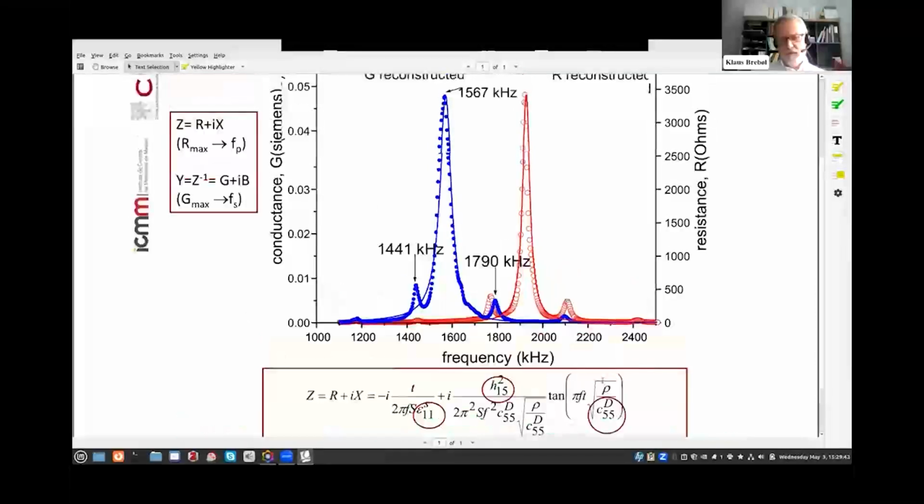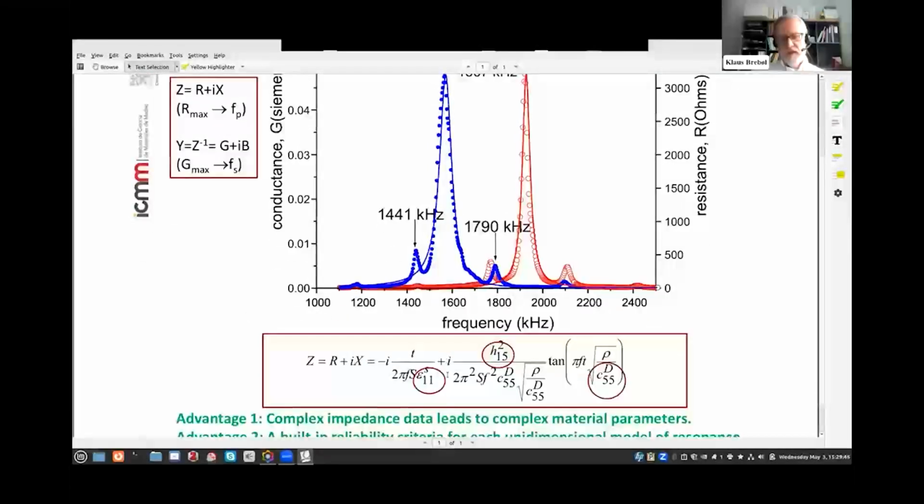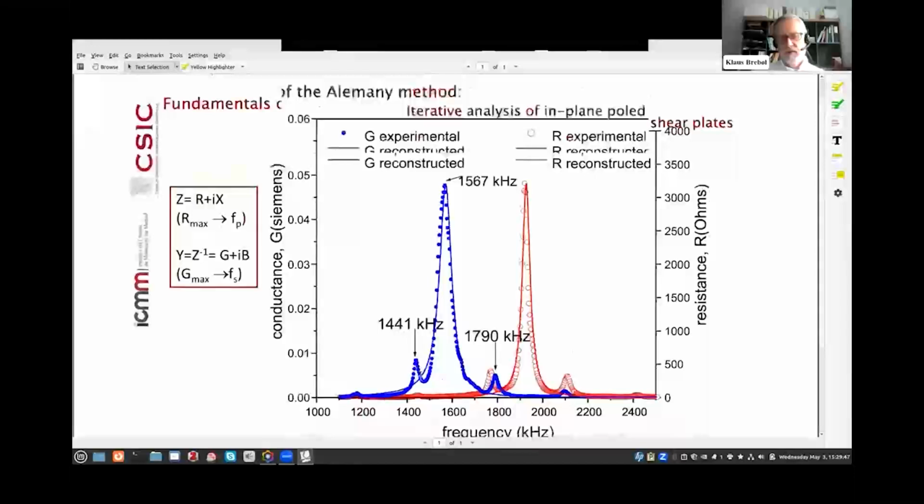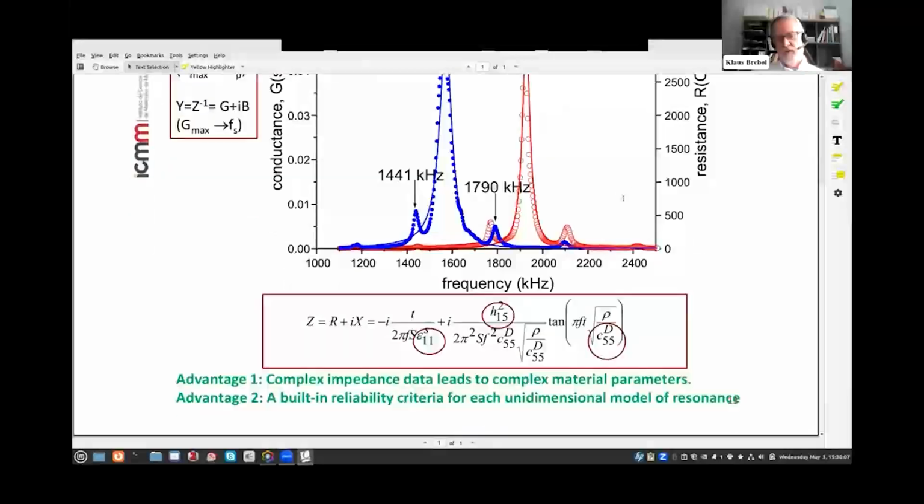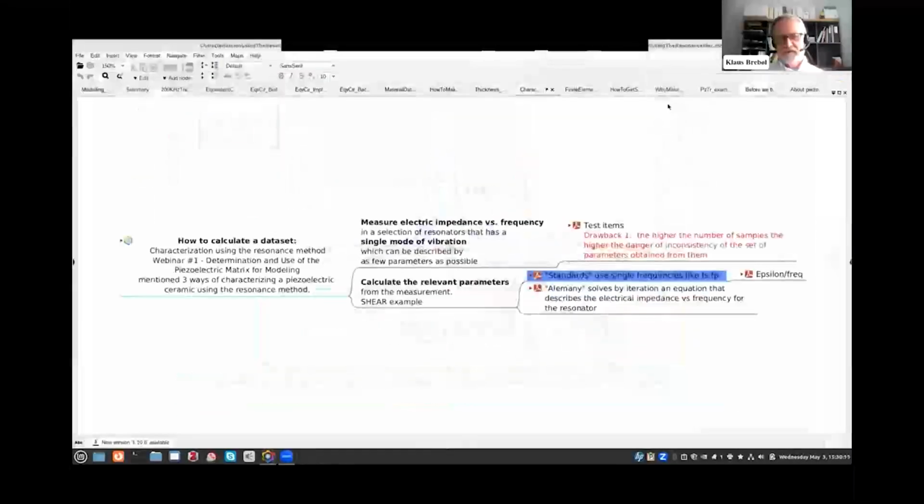Furthermore, from this curve, we can recalculate the shape of what we have just been extracting, and therefore we get this line as a measure for how close we are to the measured data points, both for the series resonance and the parallel resonance. So we have a quality criterion built into our parameter extraction.